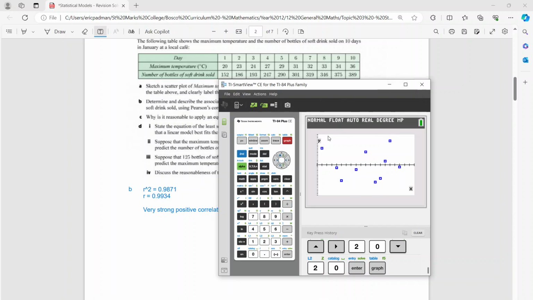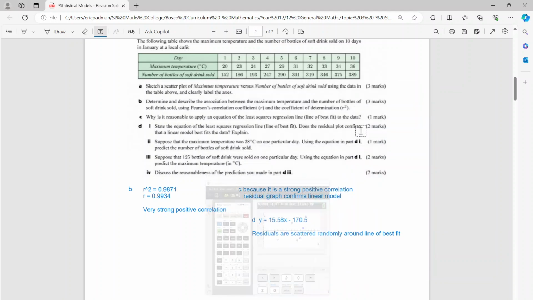What we can see is the residuals scatter randomly along the line of best fit. There's no particular pattern here. There's down, up a lot, down a bit, down a lot, down a bit, up, down, a little bit up, a little bit down. That's random. So that's what I put in here: residuals scatter randomly around the line of best fit. Okay, so that was part 1.